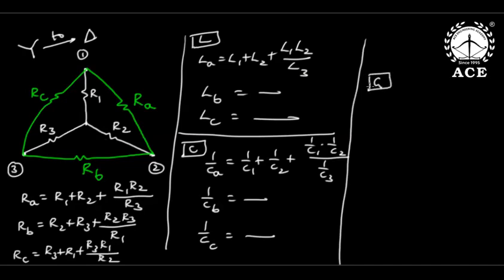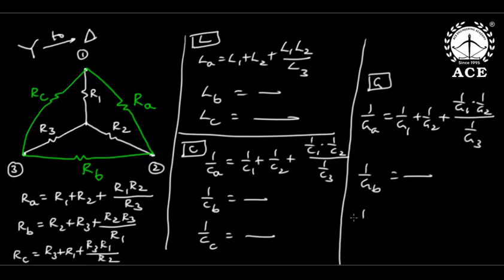Similarly for conductance, if there are three conductances in star, I want the corresponding value in delta. This 1 by GA is 1 by G1 plus 1 by G2 plus the product, reciprocated, 1 by G1 into 1 by G2 by the opposite 1 by G3. So you can write the remaining things. Of course, here resistance is in ohms, inductance in Henry, capacitance in farads, and conductance in Siemens. We will use them wherever necessary.